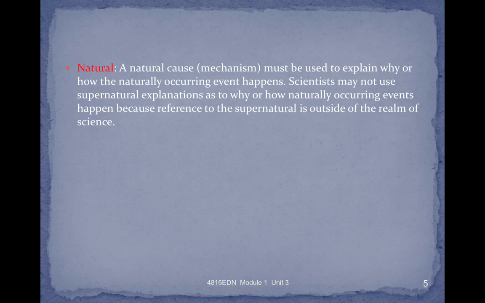Okay, natural. A natural cause or mechanism must be used to explain why or how the naturally occurring event happens. So what does that mean? Scientists are not able to use supernatural explanations as to why or how naturally occurring events happen because reference to the supernatural is outside the realm of science. Now when we talk about supernatural, we tend to be talking about religious connotations such as the idea of a god being able to create the earth. So what this one's about is that we can't actually use that type of explanation for events in science.